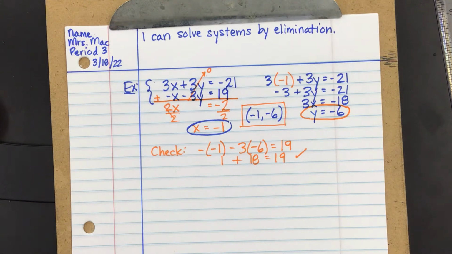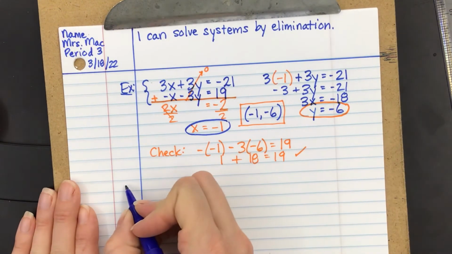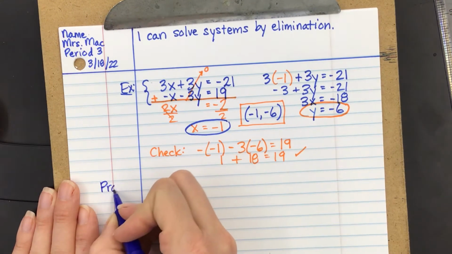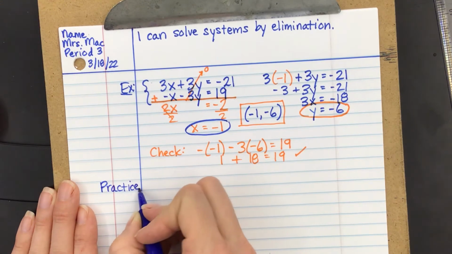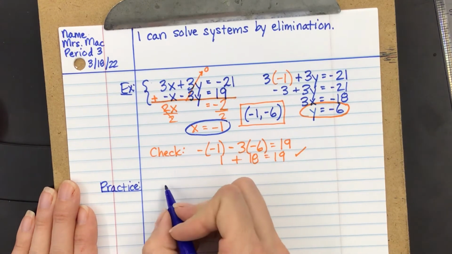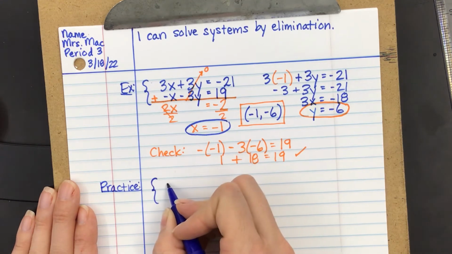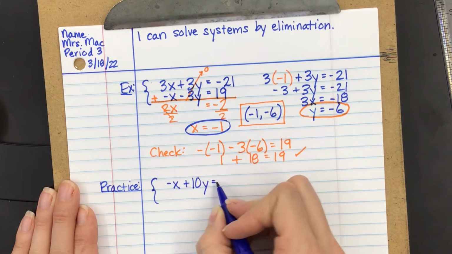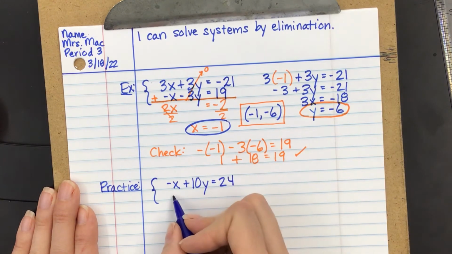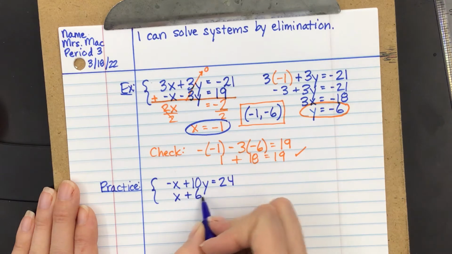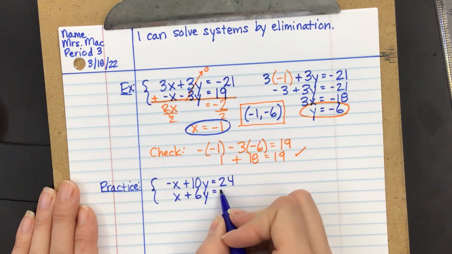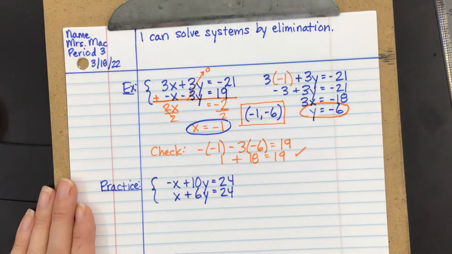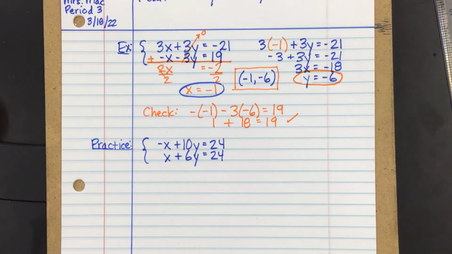Okay, I'm going to have you guys try this now. All right, check that out. You're going to add those two equations together to eliminate one of your variables.